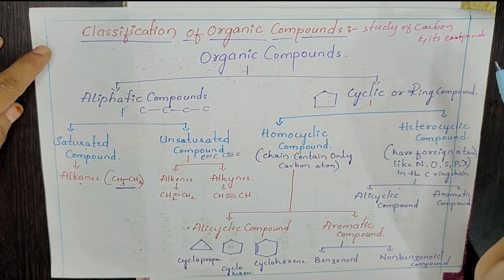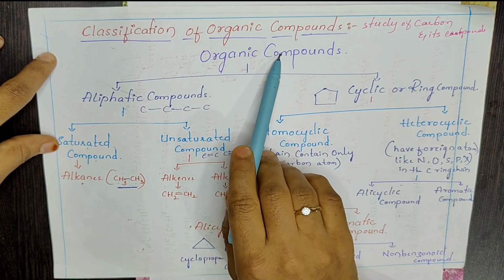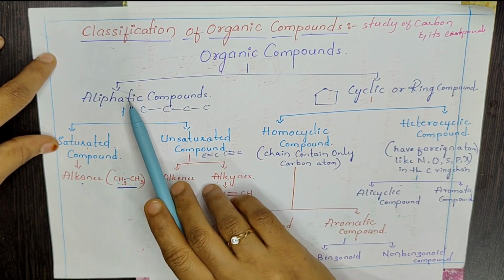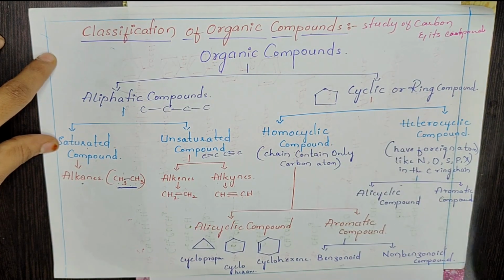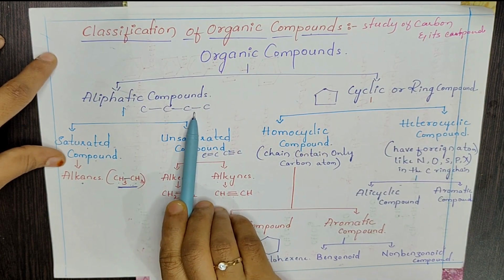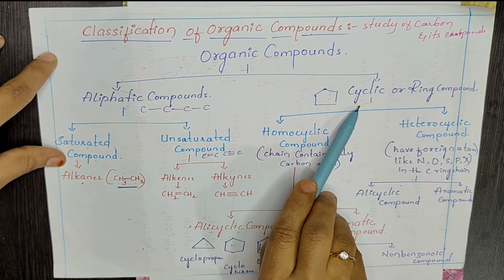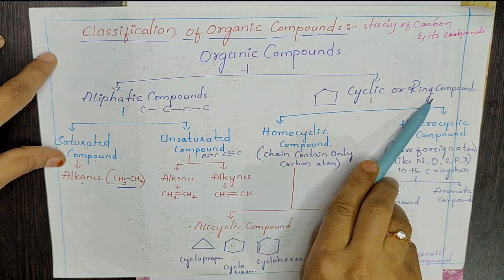Good morning, students. Let us understand the classification of organic compounds. Organic compounds are broadly classified into two types: aliphatic compounds and cyclic or ring compounds. Aliphatic compounds means open chain carbon compounds, and closed chain compounds are called cyclic or ring compounds.